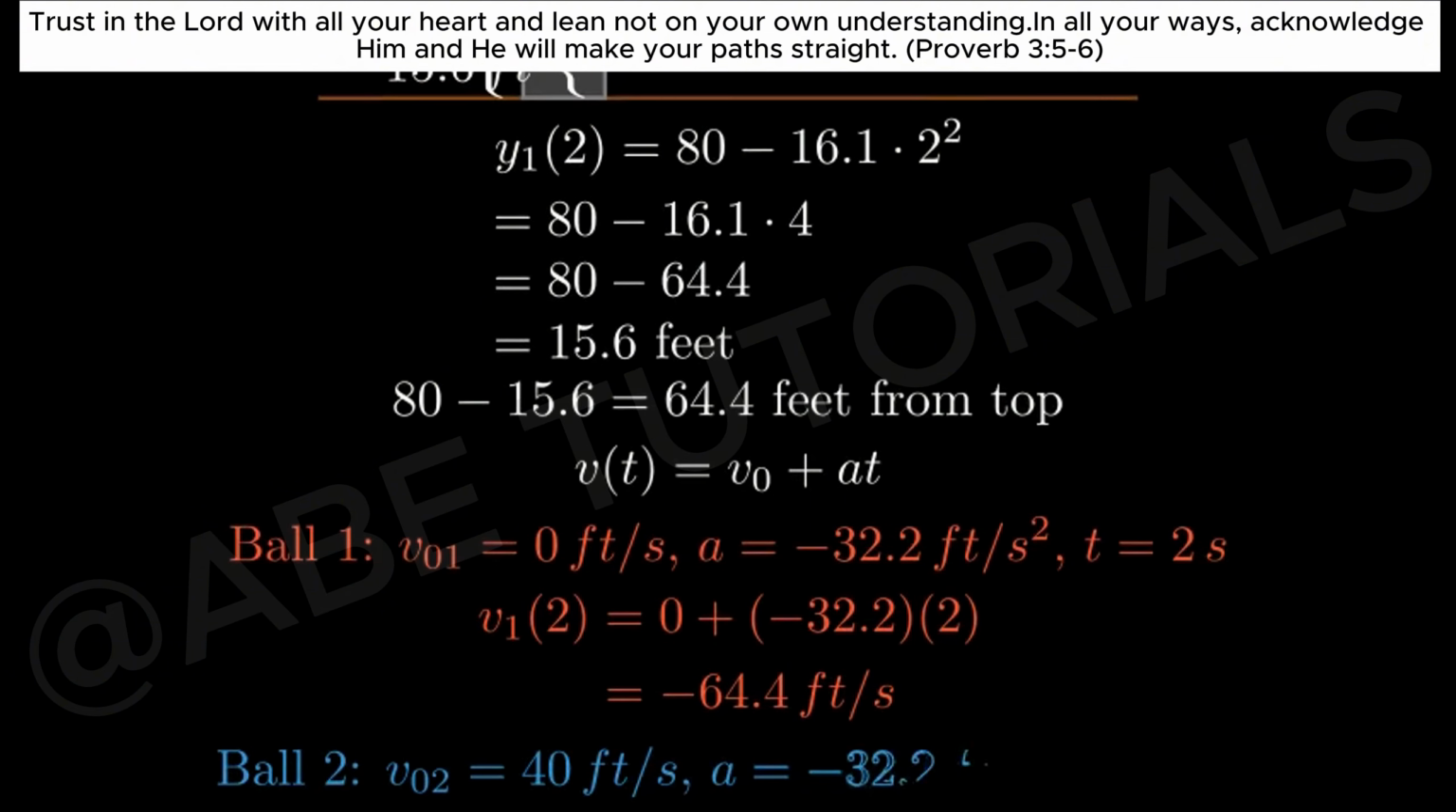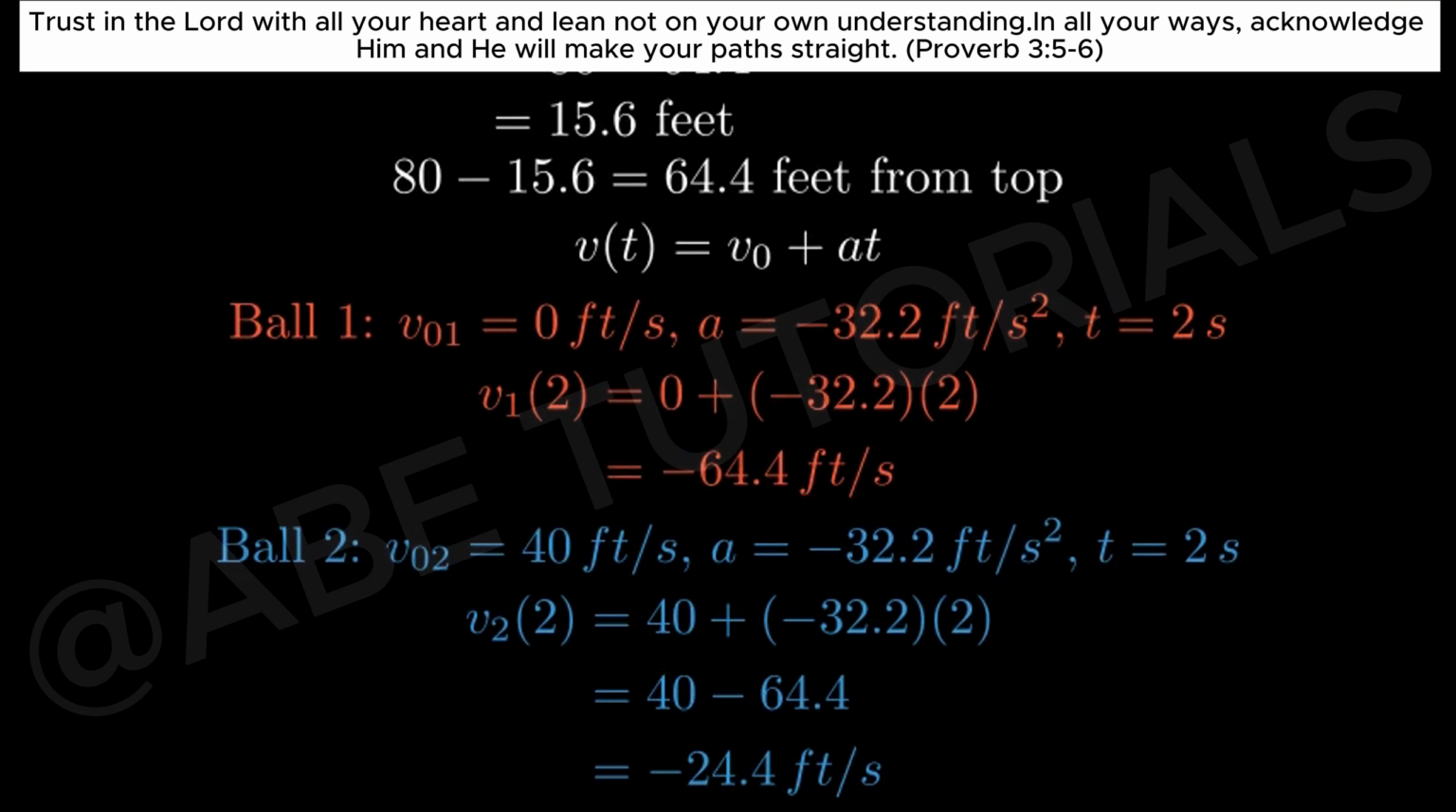For ball 2, the initial velocity v sub 02 is 40 feet per second. The acceleration is negative 32.2 feet per second squared. The time t is 2 seconds. So v2 at t equals 2 is v2 equals 40 plus negative 32.2 times 2 equals 40 minus 64.4 equals negative 24.4 feet per second. The negative sign indicates ball 2 is also moving downward at the meeting point.